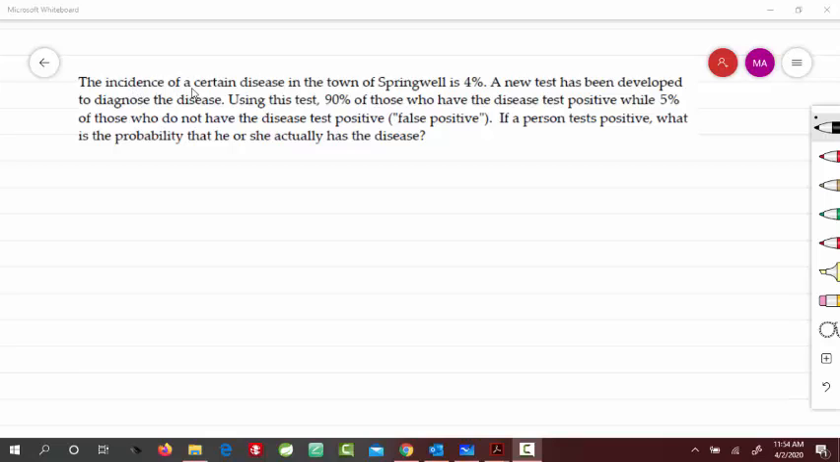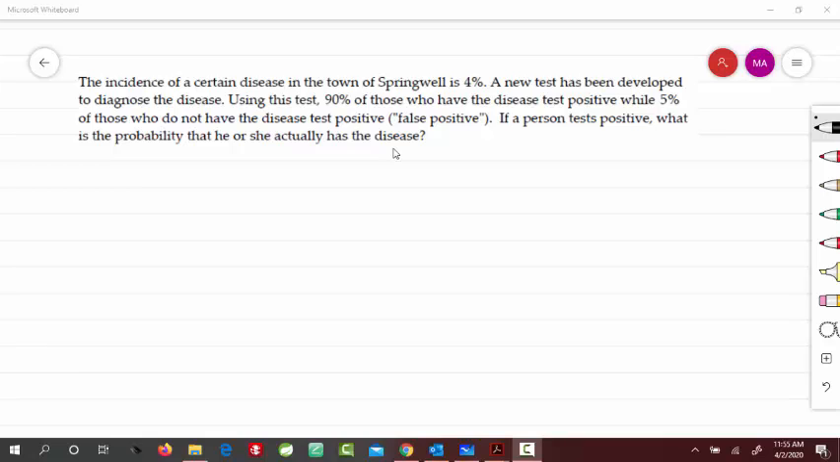The incidence of a certain disease in the town of Springwell is 4%. A new test has been developed to diagnose the disease. Using this test, 90% of those who have the disease test positive, while 5% of those who do not have the disease test positive. If a person tests positive, what is the probability that he or she actually has the disease?